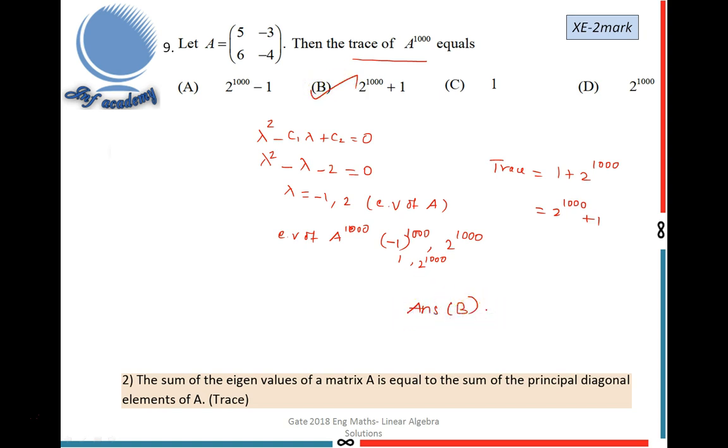Answer is option B. These are all the branches' GATE 2018 engineering mathematics questions related to the concept of eigenvalue and eigenvector. If you have any doubts in this topic, then you can ask in the comment section. Let me try to clarify your doubts.